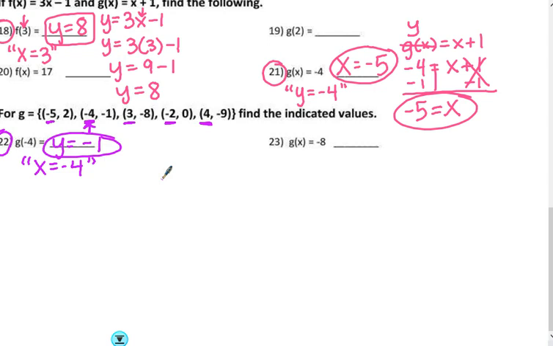I'll go ahead and throw in number 23 real quick. Again, this is giving me a y value this time. This is saying y equals negative 8, so let's find its matching x value. This time I'm going to read the y values until I can see negative 8, and there it is, and its matching x value there is 3. x equals 3.